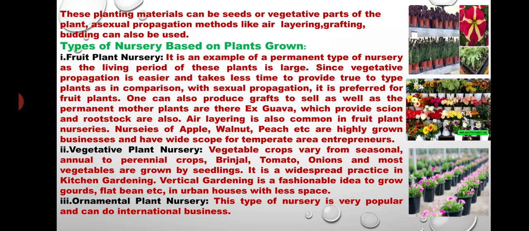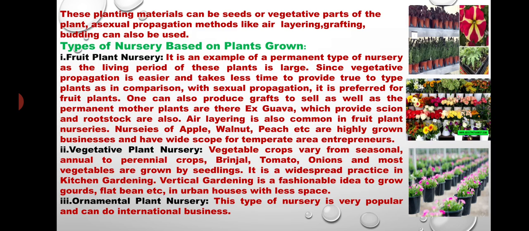Then types of nursery based on plant grown. The first one is fruit plant nursery. It is an example of a permanent type of nursery as the living period of these plants is large. Vegetative propagation is easier and takes less time to provide true-to-type plants in comparison with sexual propagation.